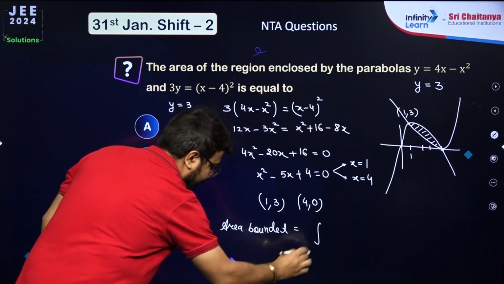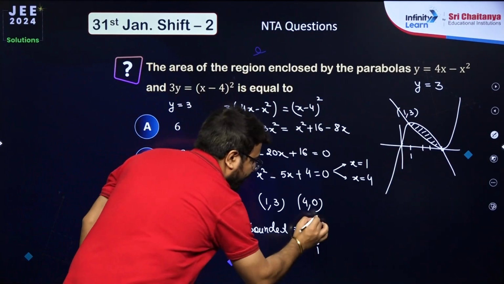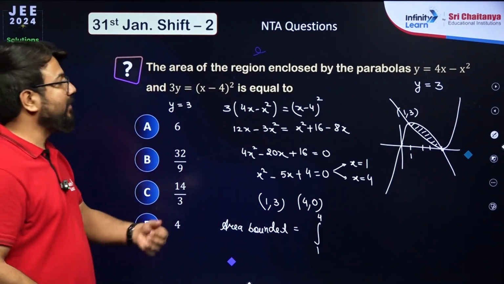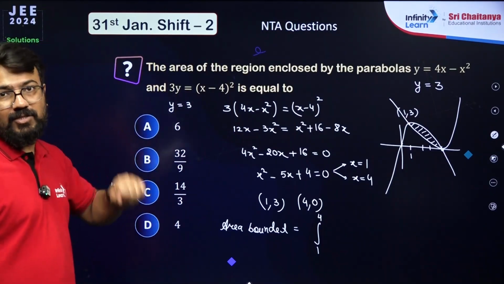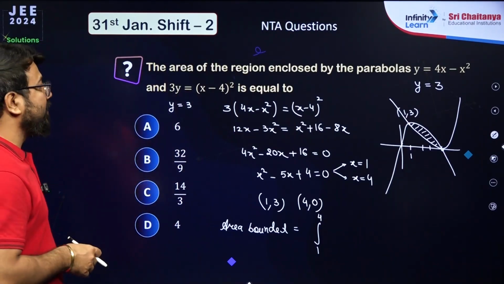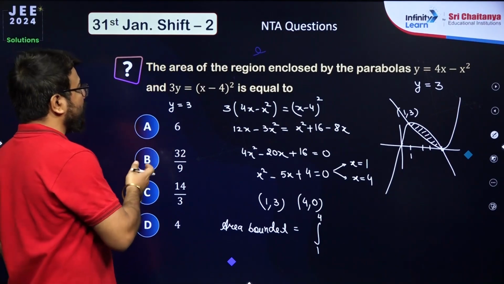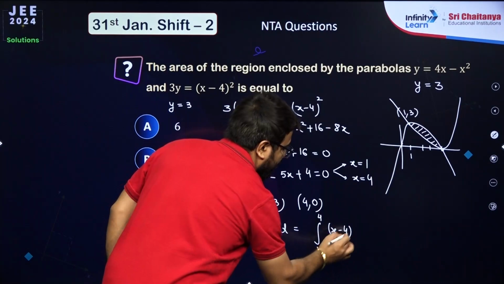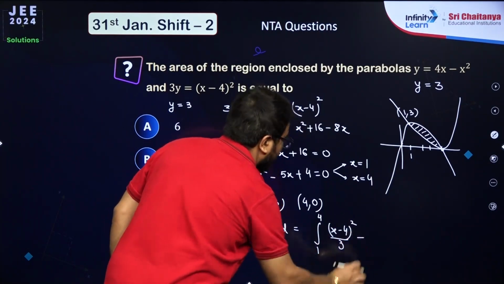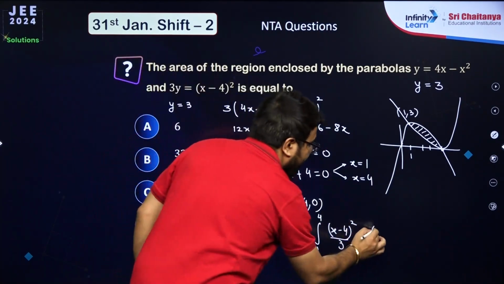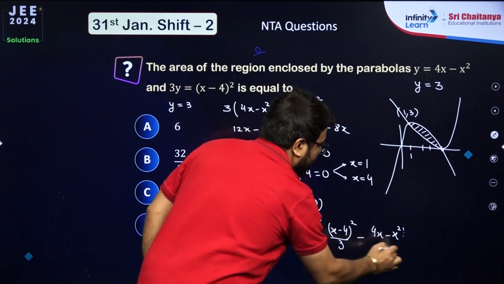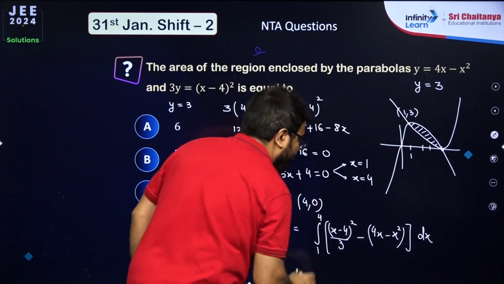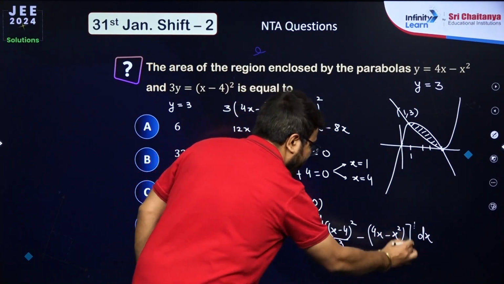That will be integration from 1 to 4. Okay, and upper curve is that curve which is having the concavity in the upward direction. And that will be equal to this one, (x minus 4) whole square over 3. And then here it will be 4x minus x square. Upper curve minus lower curve. If you want to place a modulus also, you can place that.